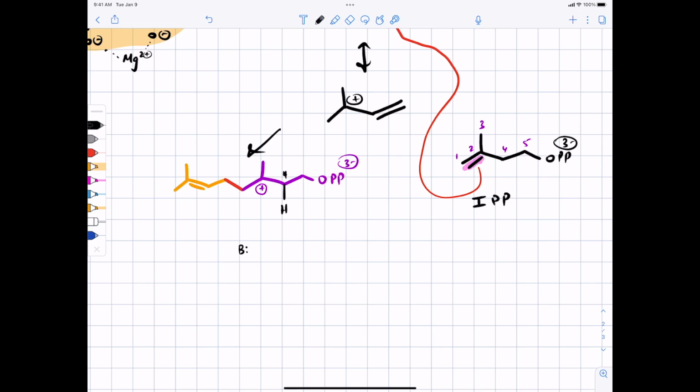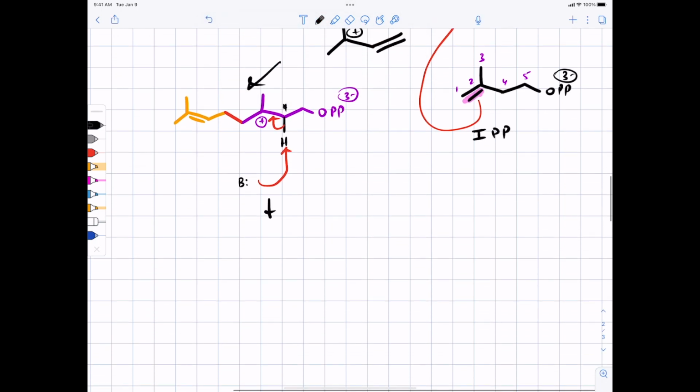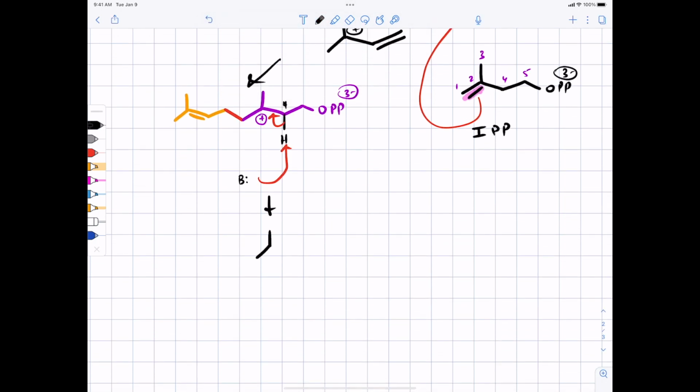So nature's enzymes govern that process and make sure it's this enzyme, this beta proton that's reactive. And so your product is, let's see, yep.